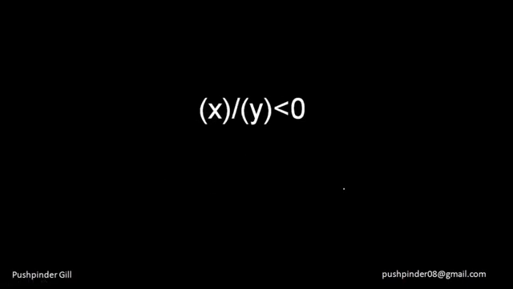Alright, similarly, if I say x upon y is less than 0, again one of them is positive and the other is negative, right? Showing that in a division method. Great. X upon y is greater than 0, again either both are positive or both are negative. You can clearly observe he's saying x upon y is greater than 0, either both are positive or both are negative.